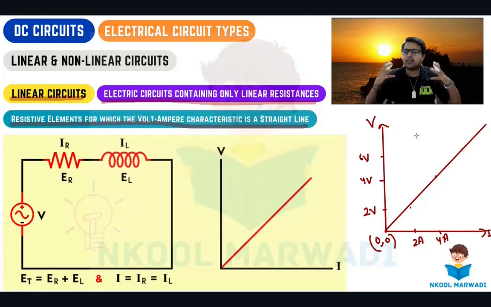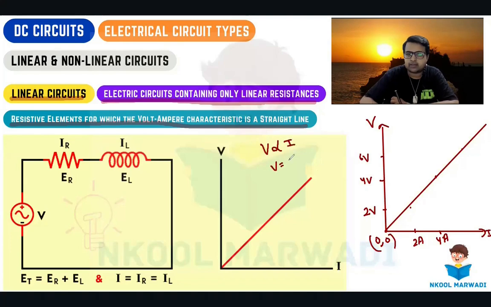Because what is the property of a linear circuit? The VI graph will always be a straight line. It means that it will follow Ohm's law. Because what is Ohm's law? Very important discussion I am making. Ohm's law says that V is directly proportional to I, or V is equal to IR. So this is Ohm's law. Linear circuits always follow this pattern: V is directly proportional to I.